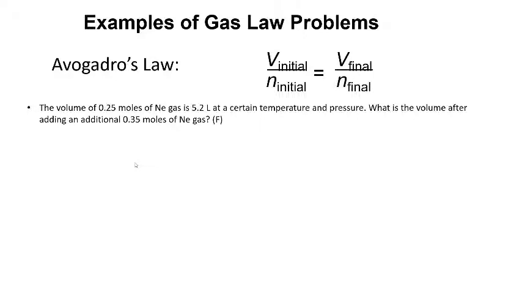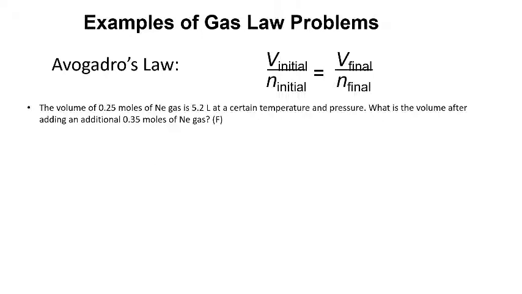It's easy to remember this is Avogadro's law because Avogadro talks about moles, so it's the only relationship that has n, the number of moles, in it. So take a moment to pause your video and work through this problem for Avogadro's law. The volume of 0.25 moles of neon gas is 5.2 liters at a certain temperature and pressure. What is the volume after adding an additional 0.35 moles of neon gas?